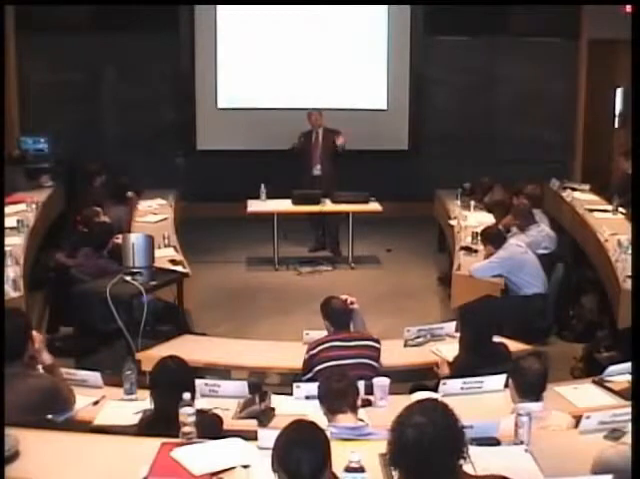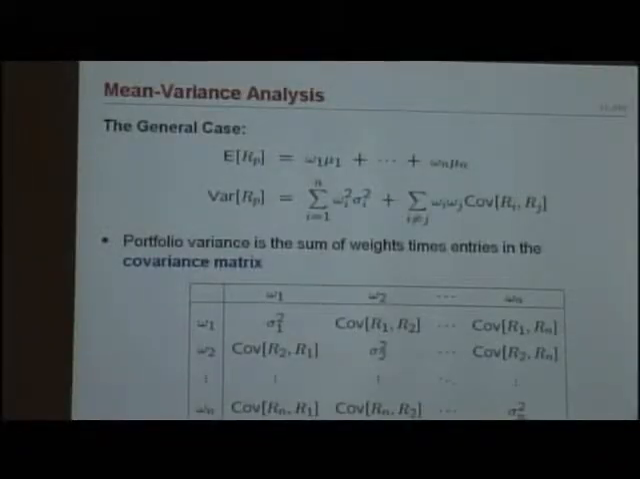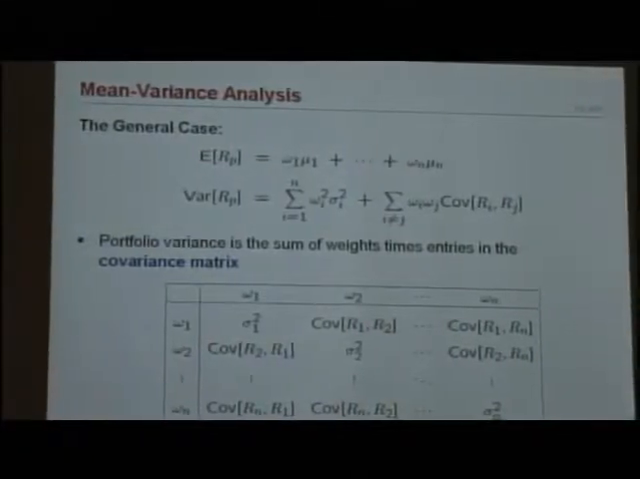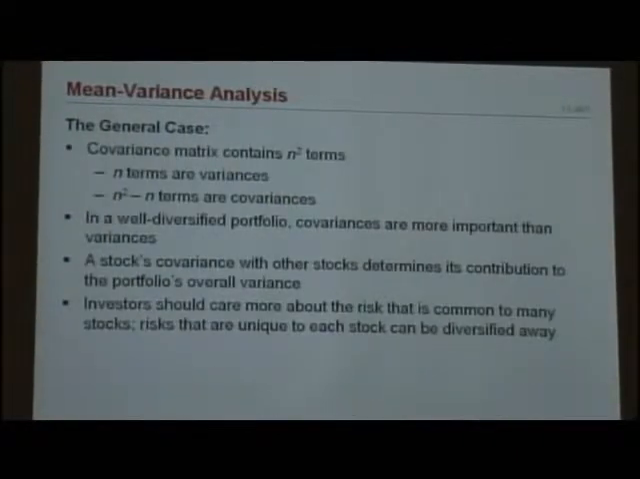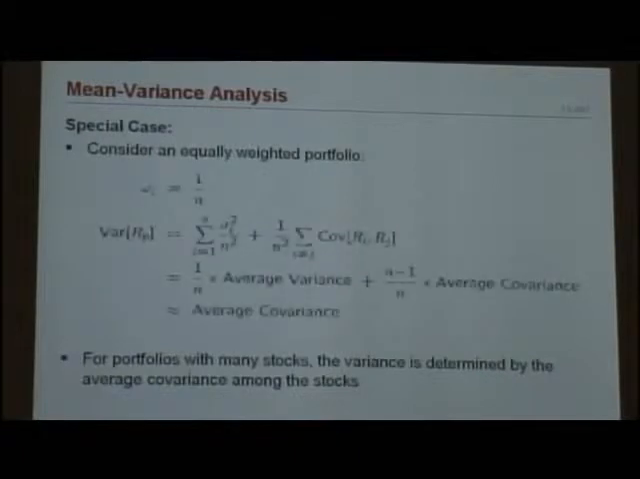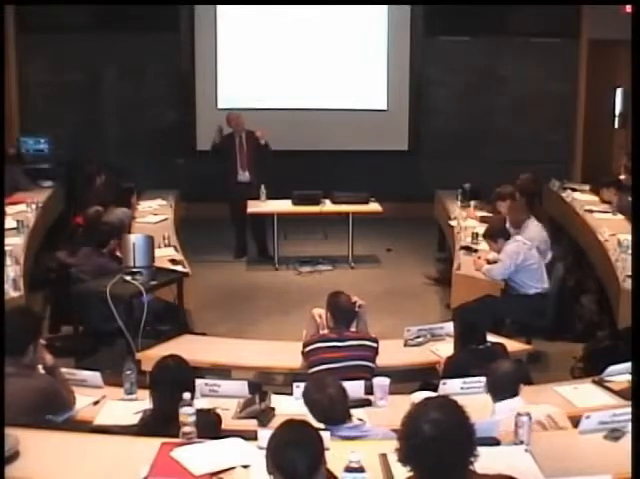OK, now we're ready to talk about the general case. The general case works exactly the same as the two-asset case. You've got your means, you've got your variances, and you've got your covariances. And you add up all of these different covariances to get the total variance of the portfolio. And if you consider a couple of simple cases, like, for example, an equal weighted portfolio. So you've got n assets, and for each of your assets, you put 1 over n of your wealth in them.